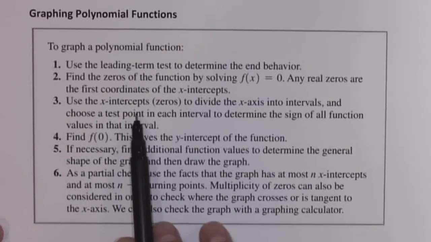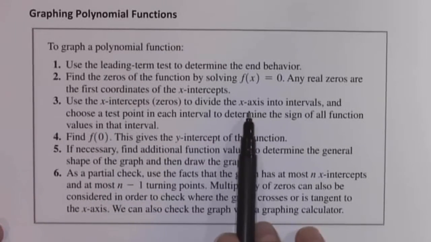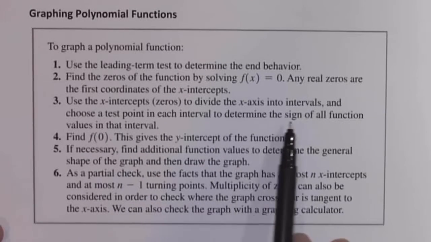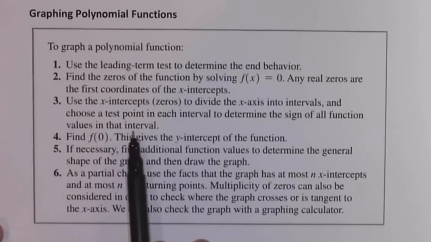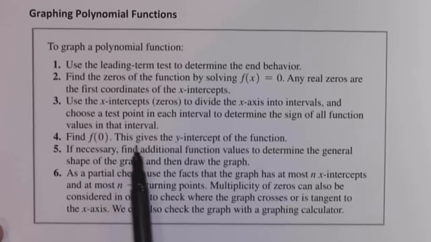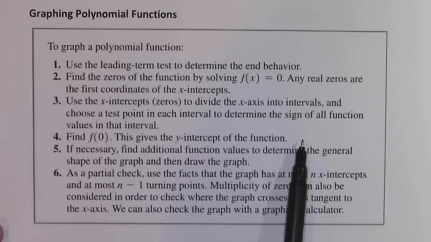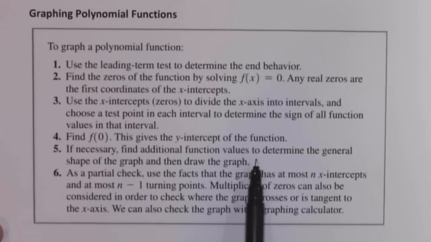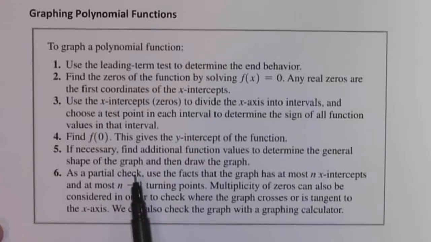3. Use the x-intercepts, or the zeros, to divide the axis into intervals and choose a test point in each interval to determine the sign of all function values in that interval. 4th, find f of 0. This gives the y-intercept of the function. 5. If necessary, find additional function values to determine the general shape of the graph and then draw the graph.